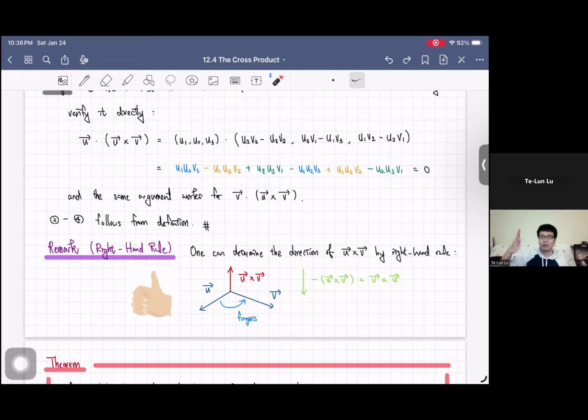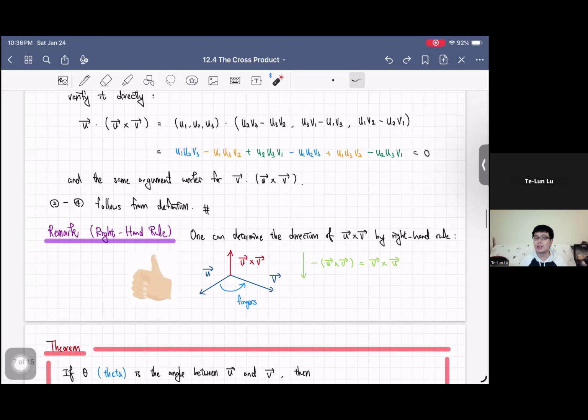Okay, so this is called the right-hand rule. You take out your right hand and you point your four fingers towards the first vector, in this case u, and then you curl your fingers from u towards the second vector v, and then your thumb will be the new vector u cross v. Okay, right. So that's the right-hand rule that helps to determine the direction of u cross v.